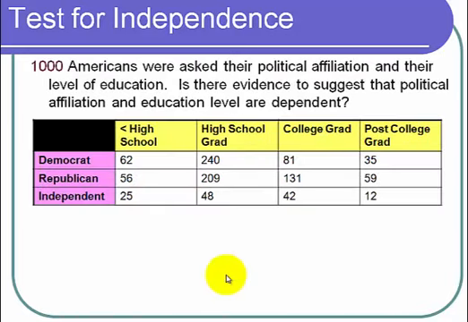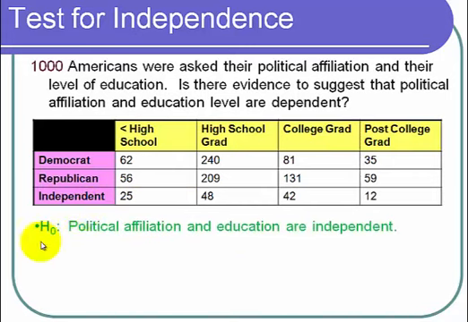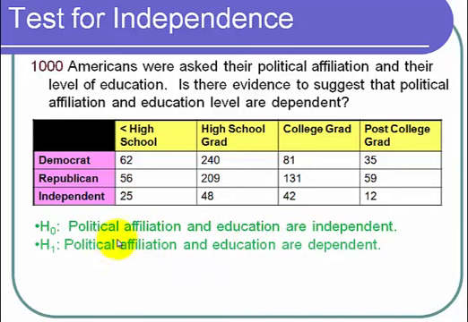So let's write down our H naught. Our H naught is that political affiliation and education are independent. And H1 is that political affiliation and education are dependent. So now that we have H naught and H1, we need to go to our calculator. So let's do that.